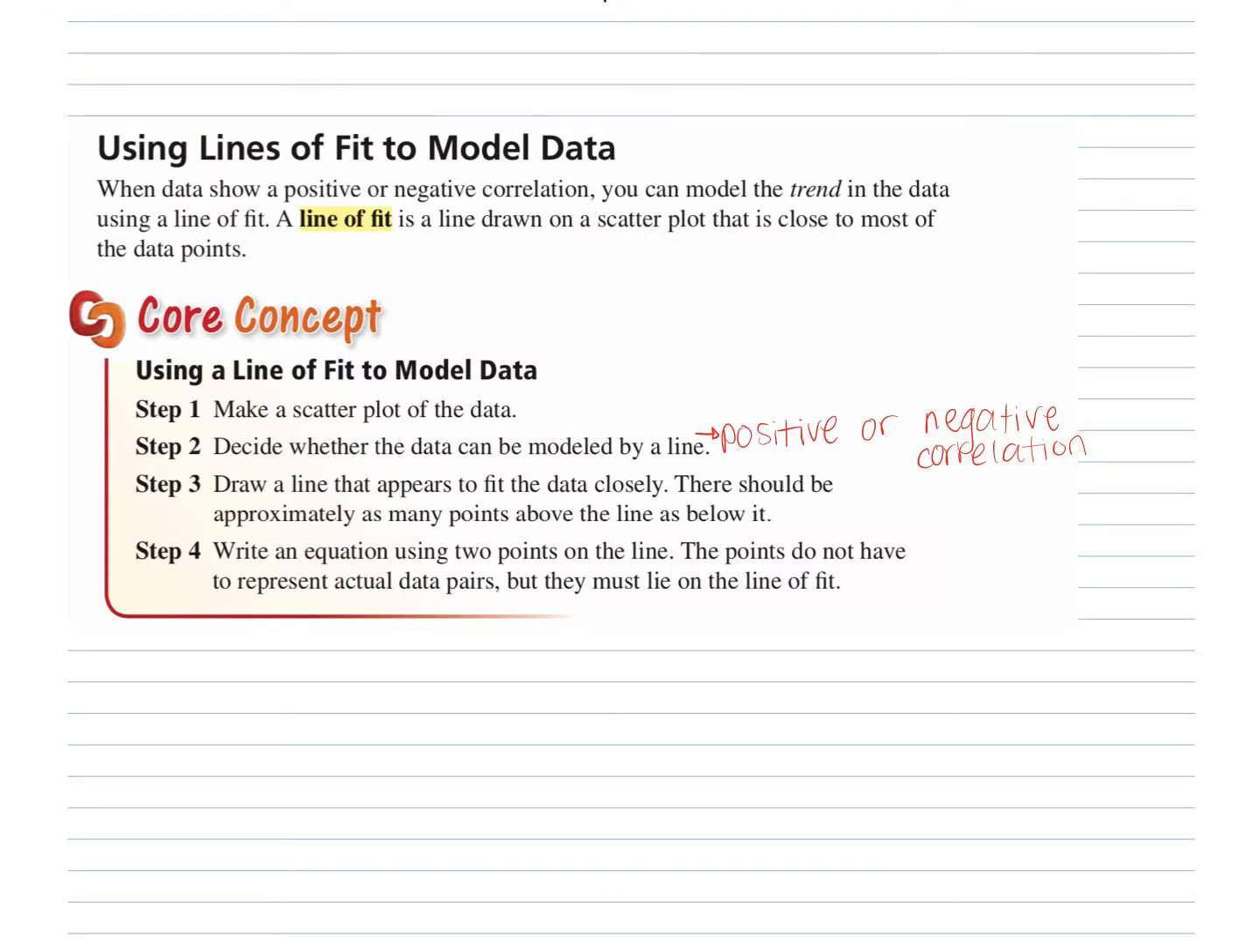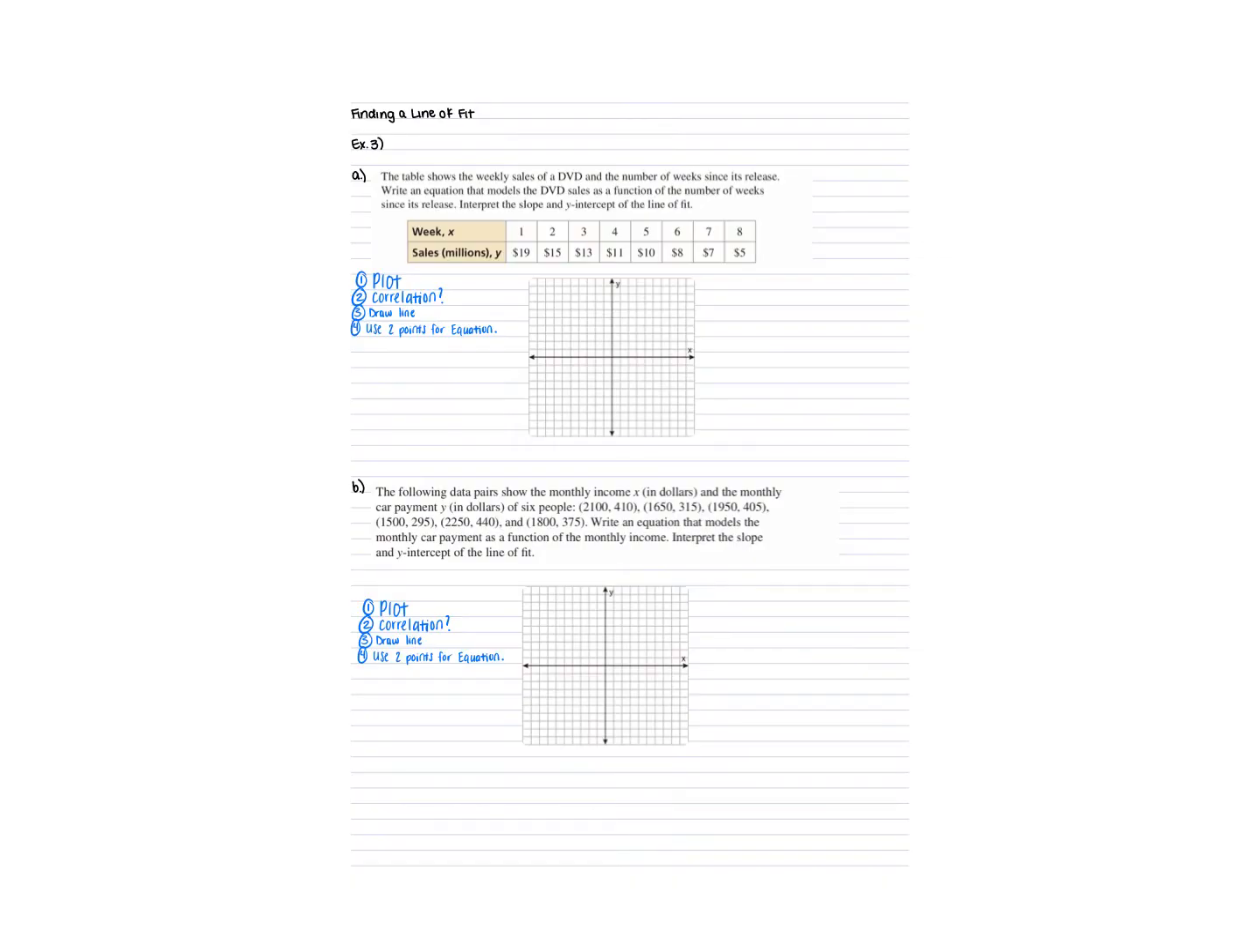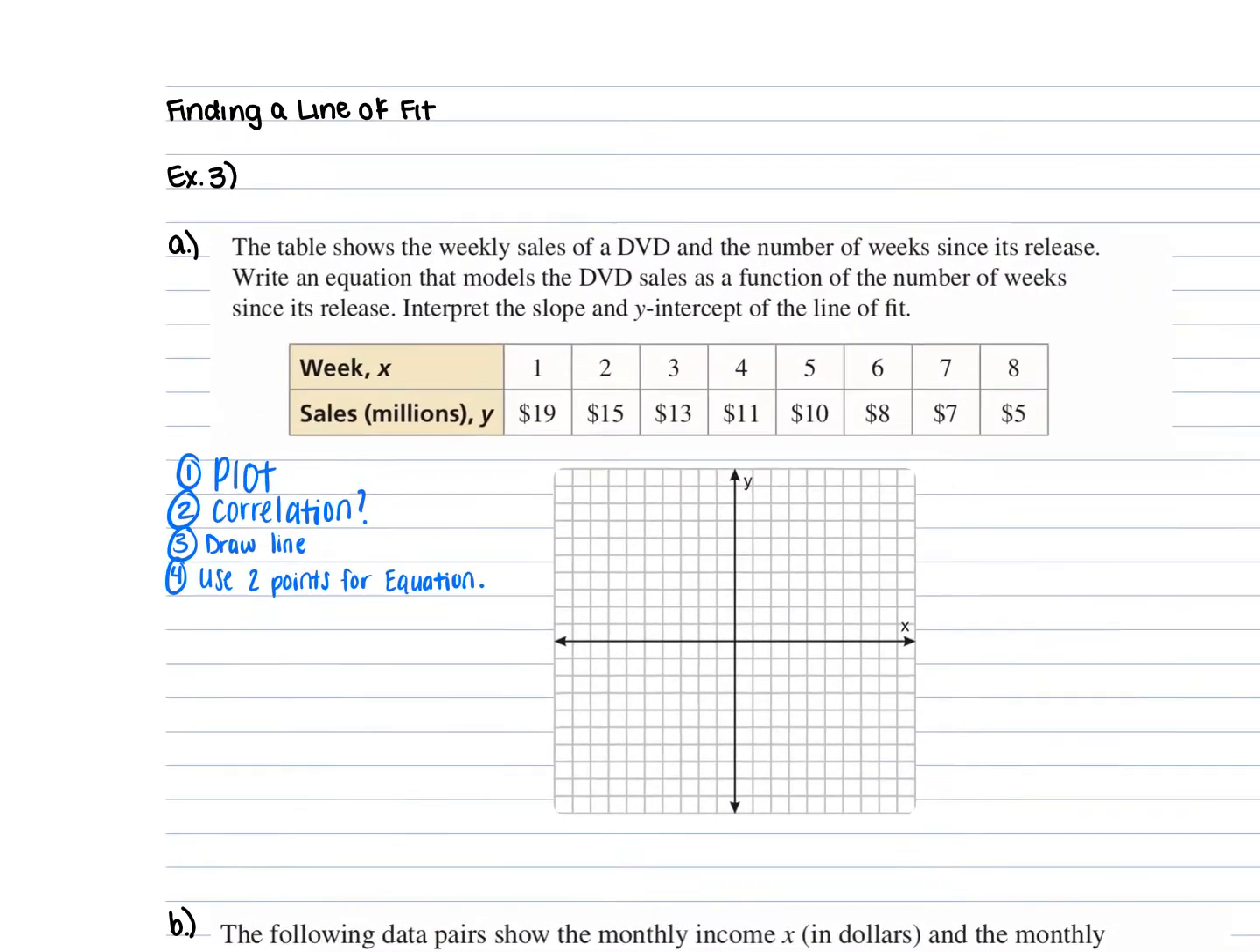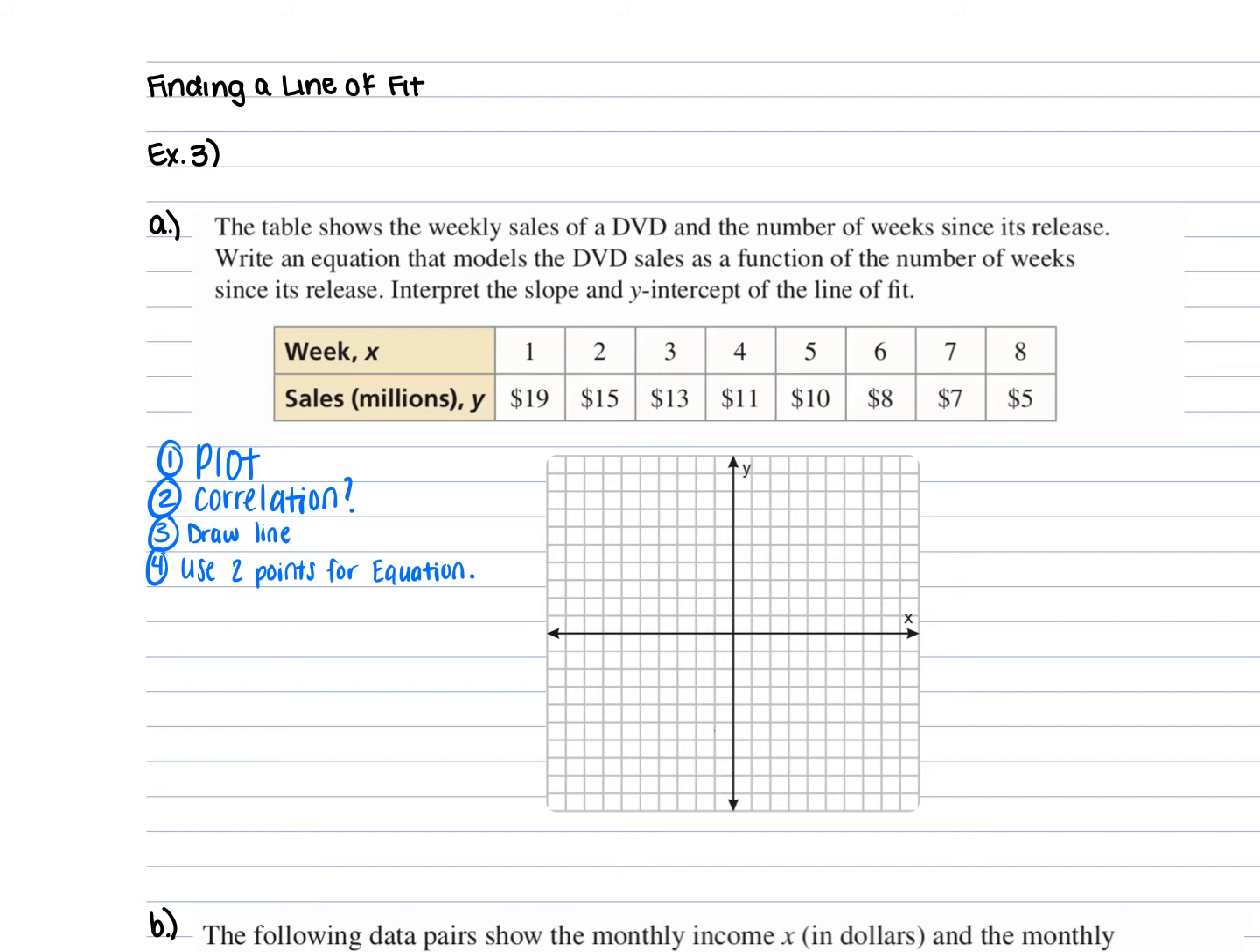We're going to use lines of fit to model data, okay? So we're going to put a bunch of dots on our graph, and then we're going to model that graph using a line of best fit, okay? So go ahead and jump to example 3, where the table shows the weekly sales of a DVD and the number of weeks since its release. Write an equation that models the DVD sales as a function of the number of weeks since its release, and interpret the slope and the y-intercept of the line of fit.